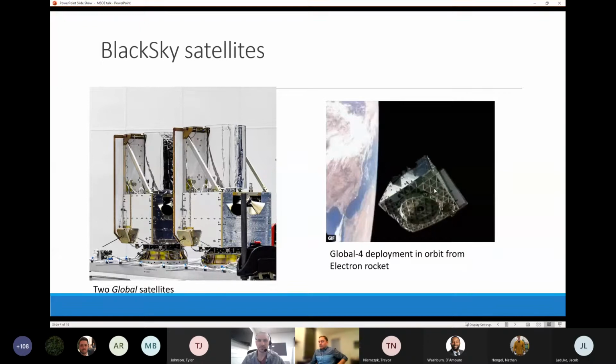And the picture on the right is just kind of a fun one. This is one of the specific satellites, Global 4. That's actually a picture from the rocket. So once it's in space, it gets deployed or just kicked off the rocket. That's cool. So that's not a rendering. That's the actual satellite. Yeah, and it looks cool. It looks a little grainy because it's like a cell phone camera on the launch vehicle, basically.